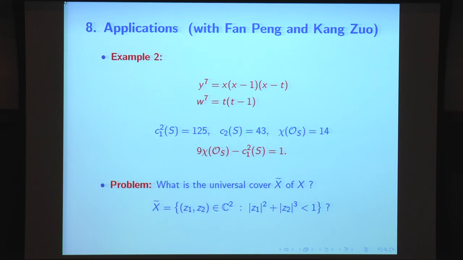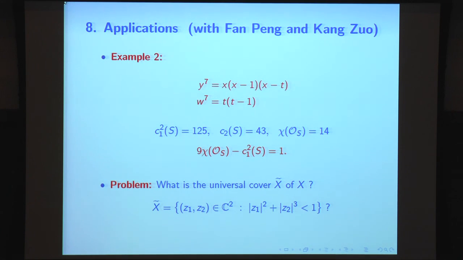The second family is also very simple. We consider the base change like this. So we can compute the Chern numbers of the surface after the base change. These are the Chern numbers. So it is not on the Miyake-Yau line, but very close to it. Because the Miyake-Yau inequality means this one is less than or equal to this one.